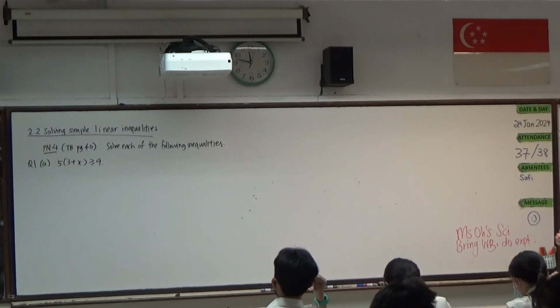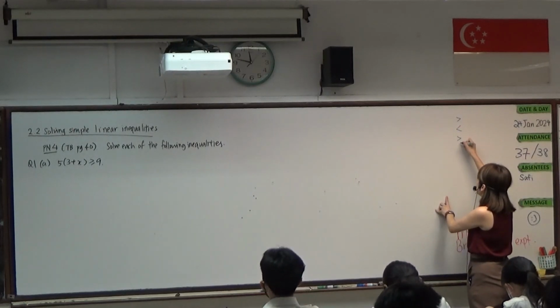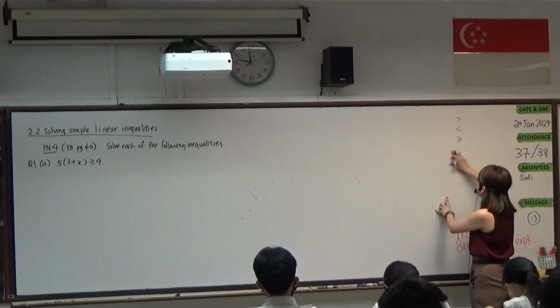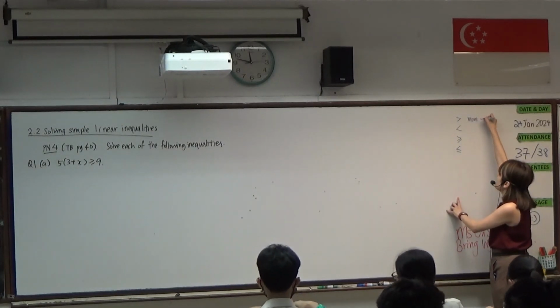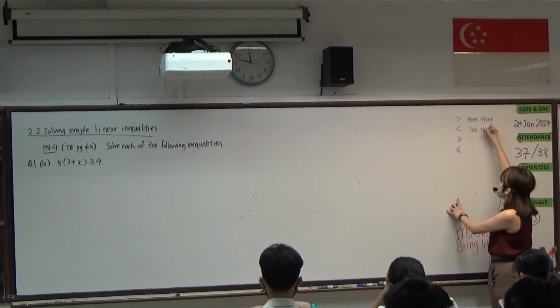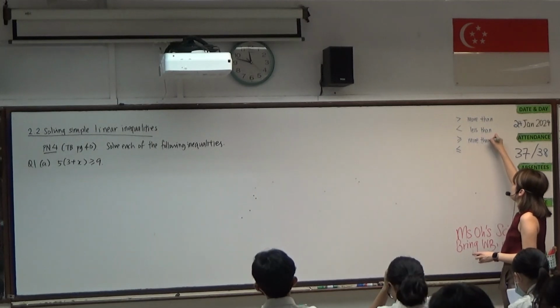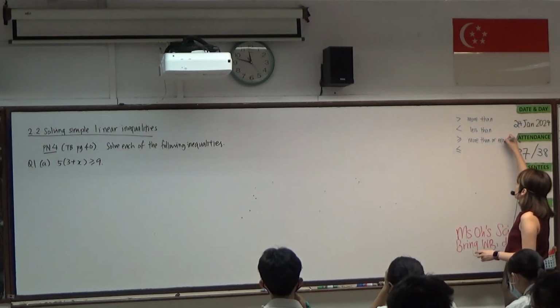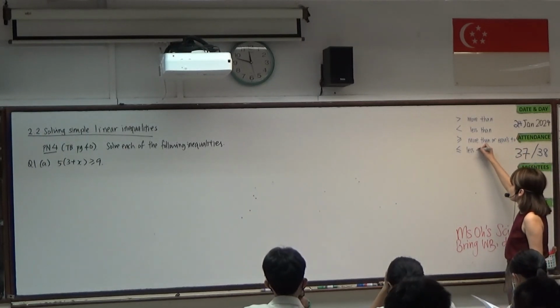The meaning of the different inequality signs, okay? We know that this is the symbol for more than, this is the symbol for less than, this is the symbol for more than or equals to, and then this is the symbol for less than or equals to.